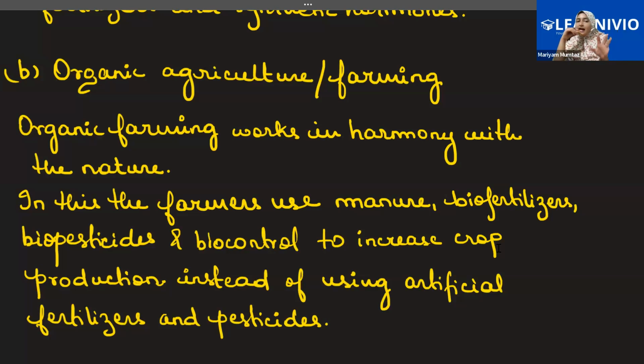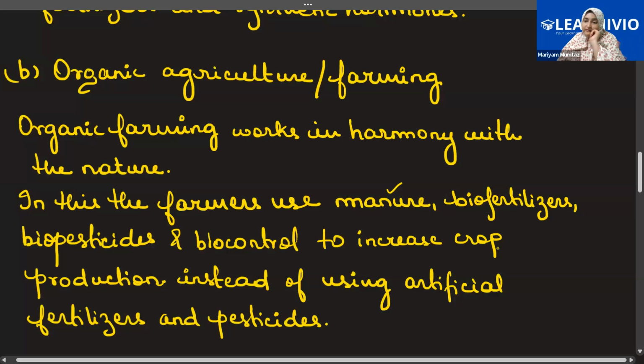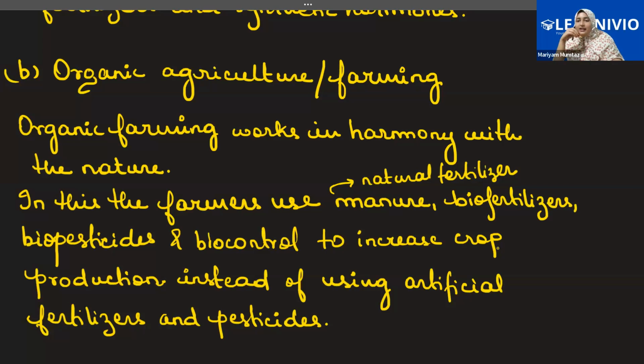Now, organic agriculture or organic farming is when we do not harm the nature. We do our work, we do not harm the nature. We use manure, which is like natural fertilizer. I'll write it here. Manure is the natural fertilizer. Then we also use biofertilizers, like certain organisms that live in the soil and they don't degrade the crop. What is that one example? Any organism that lives in the soil and will not degrade the crop of that soil. Worm.